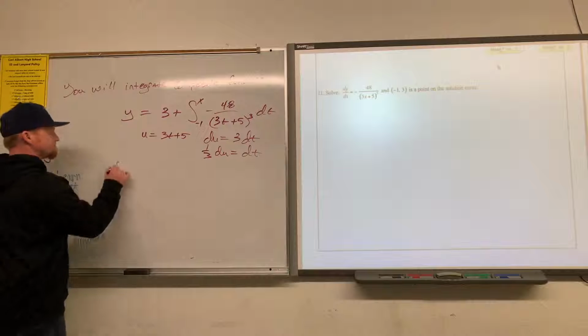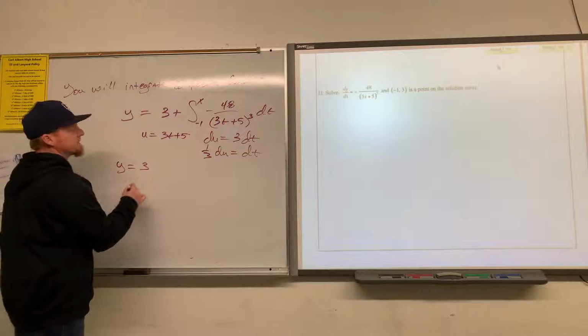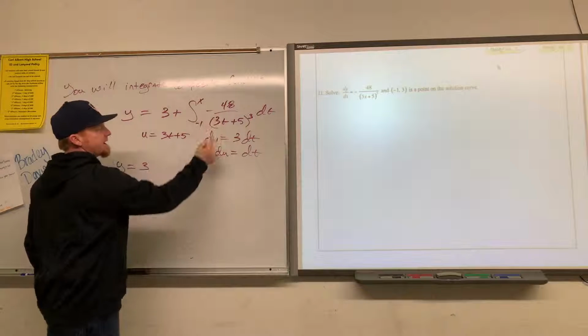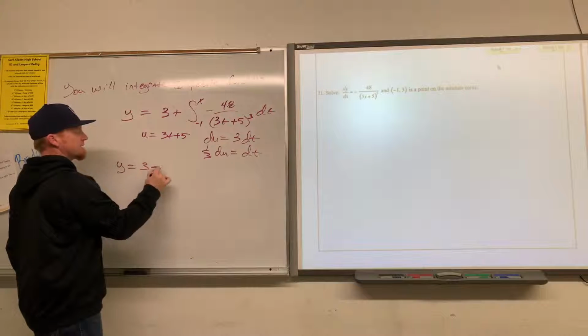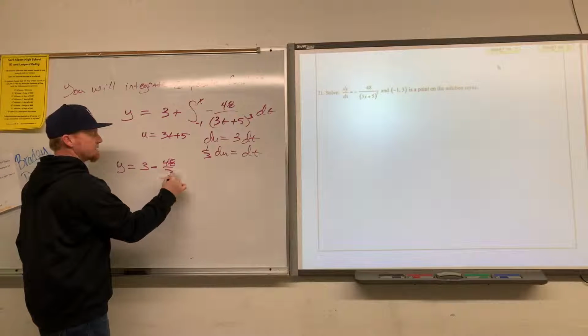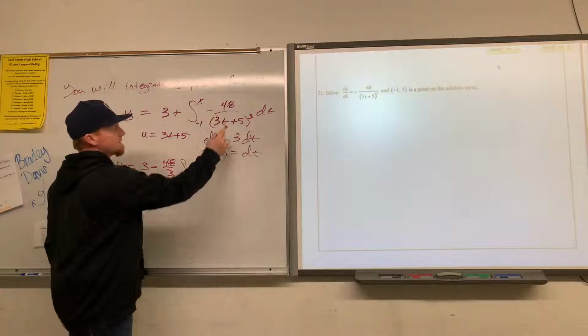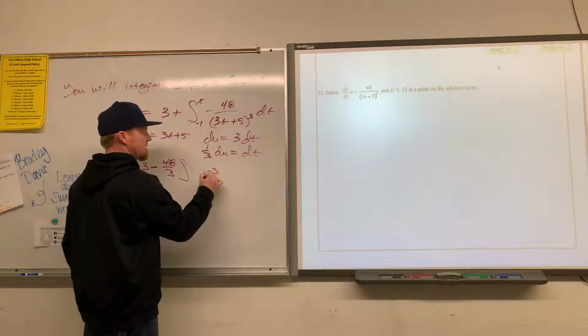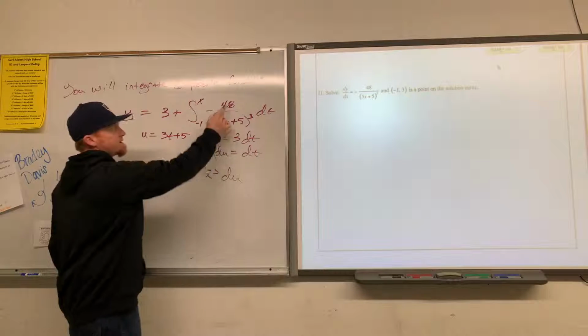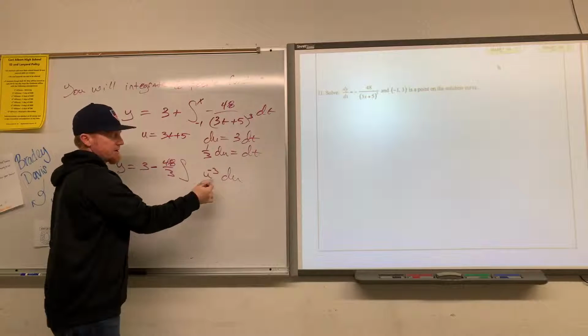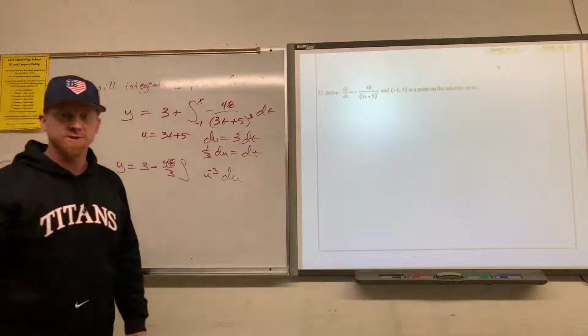And then what we'll do is we'll pull this out as well as this and then reduce it. So I have the 3. I'm going to take the negative out and both of these numbers. So this is a negative 48 over 3. And then I stick u in here. It would be 1 over u cubed. I'm going to go ahead and move it to the top and make it u to the negative 3.